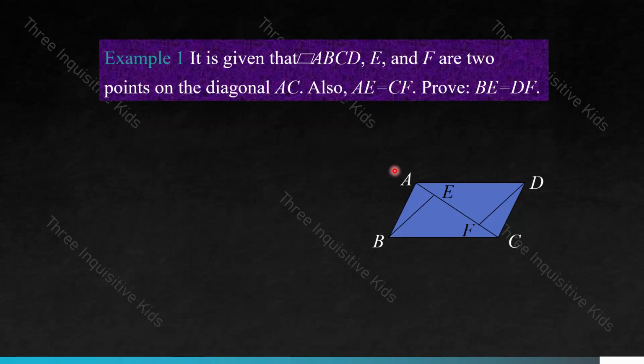So let's do a problem. We are given parallelogram ABCD. E and F are two points on the diagonal AC. Also, AE is equal to CF. Prove that BE is equal to DF.